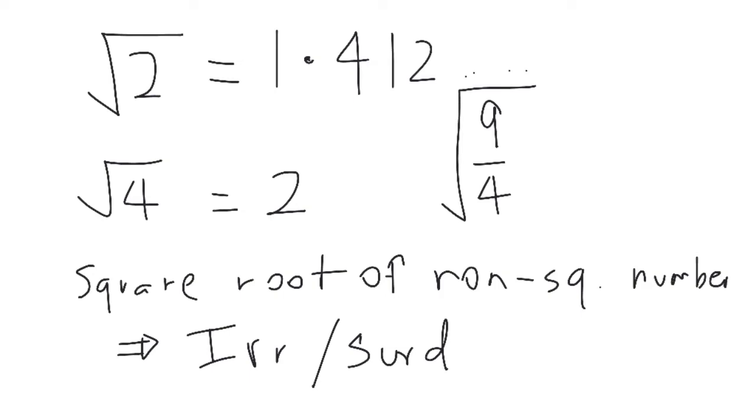We'll do this later on when we look at our surds topic, but that's going to give me an answer of 3 over 2, which is rational because I'm taking the square root of one square number over another square number. If I go and do 9 over 3, that's not a good example, because that simplifies down to the square root of 3. But if I take the square root of 9 over 5, I'll end up with an irrational answer because 9 is square, but 5 is not square.